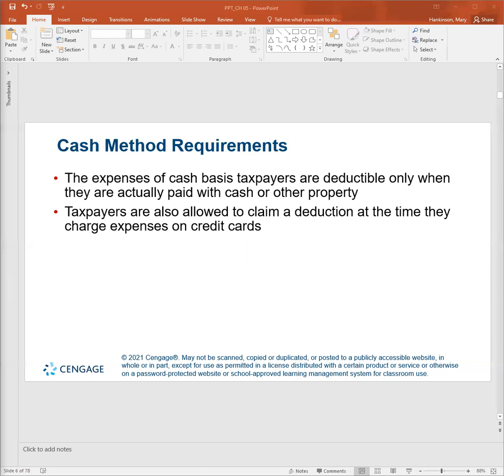So what are some of the cash method requirements for the deduction? The expenses of cash basis taxpayers are deductible only when they are actually paid with cash or other property. Promising to pay or issuing a note does not satisfy the actually paid requirement. A payment made with borrowed funds is deductible. Taxpayers are also allowed to claim a deduction at the time they charge expenses on credit cards. Effectively, they borrowed money from the credit card issuer and simultaneously paid the expense.